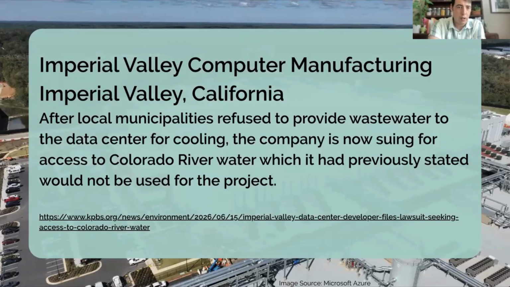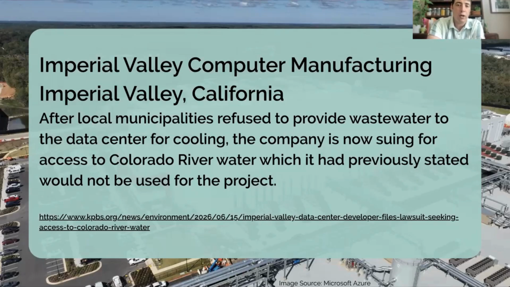And so in Imperial Valley, California, this business called Imperial Valley Computer Manufacturing tried to set up a data center. The original promise was that they were going to be a closed loop system using local municipality wastewater that had been cleaned at a wastewater facility, brought on site to use for cooling. That wastewater promise never happened. The local cities were like, we don't want you here.